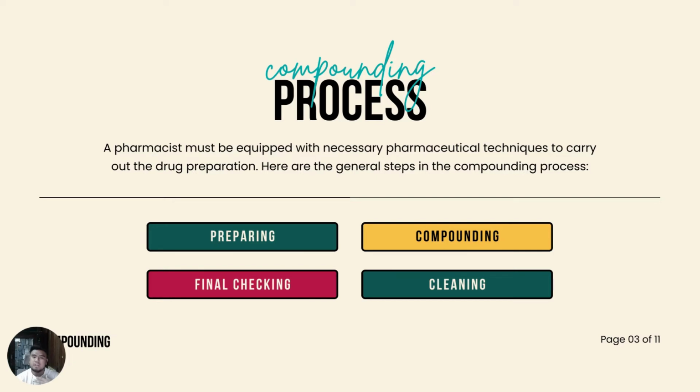Compounding is a crucial process to be known by pharmacists. It is one of the processes that are necessary to carry out drug preparation. The compounding process consists of 4 parts, namely the preparation, the compounding, the final checking, and lastly, the cleaning.